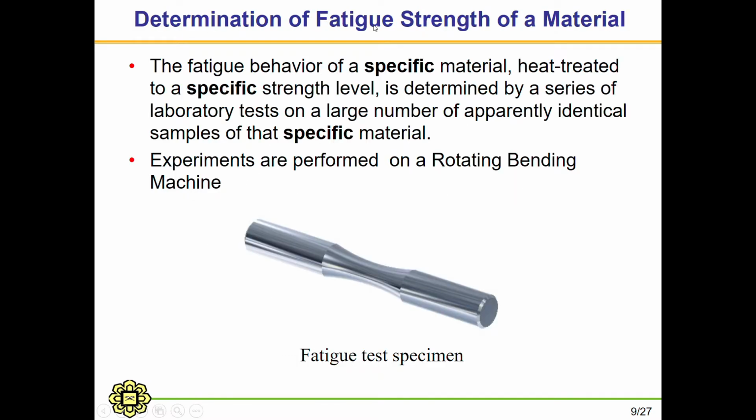Okay, the determination of fatigue strength of a material: the fatigue behavior of a specific material, heat treated to a specific strength level, is determined by a series of laboratory tests on a large number of apparently identical samples of that specific material. For example, if you take an aluminium material, you just need to have several identical samples. From that, you can see what is the behavior of the fatigue strength of that material. So, experiments are performed on a rotating bending machine. So, this is the fatigue test specimen.